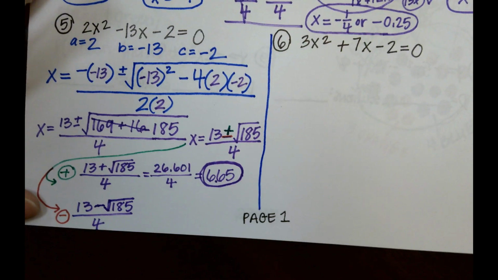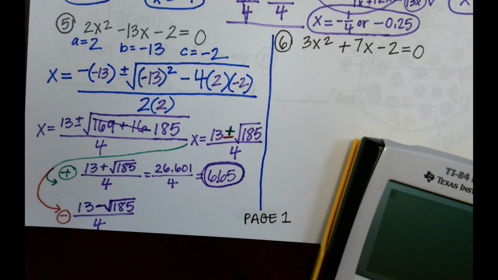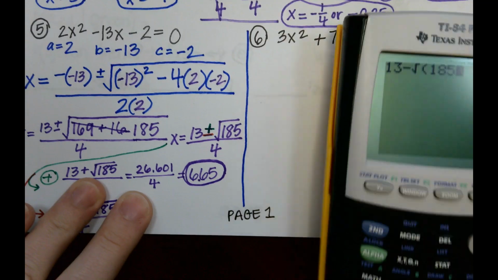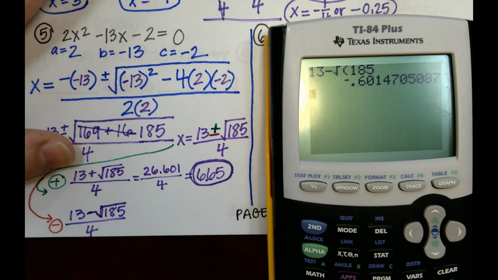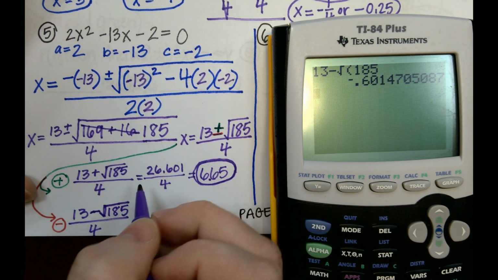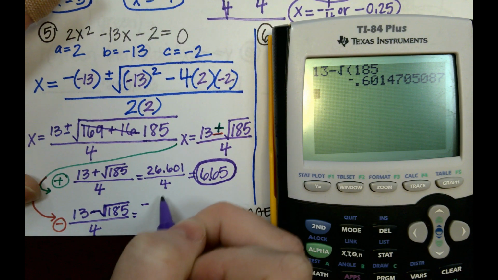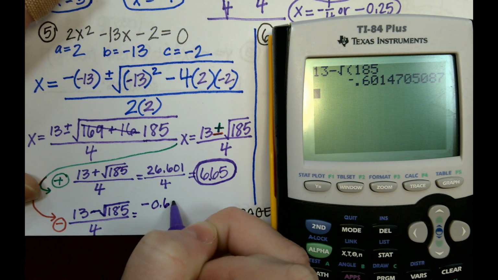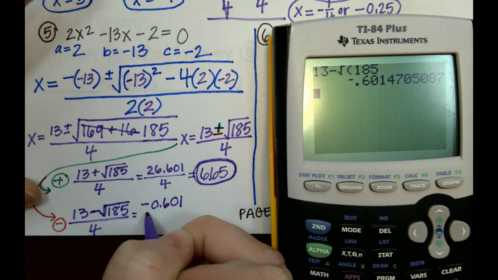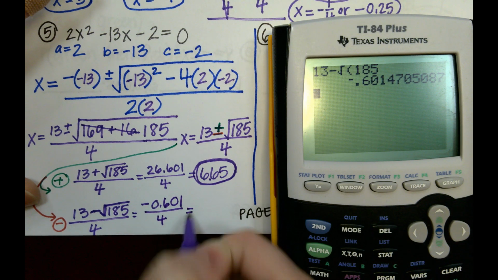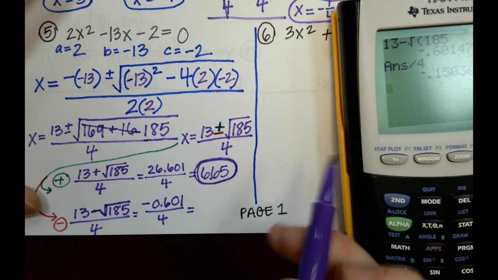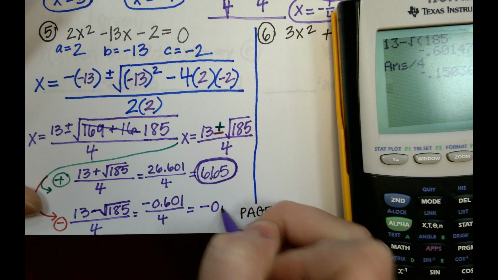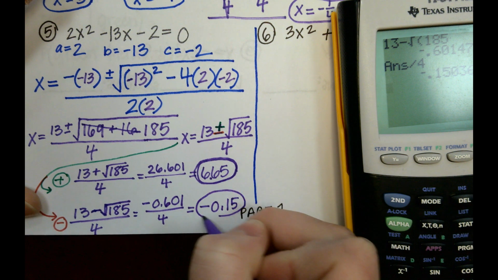All right, how about we do the 13 minus square root of 185? I'm getting a negative number. Are you guys getting the same? Yes. Okay, perfect. I'm getting negative 0.601 divided by 4 still. Perfect. Negative 0.15. And those would be our answers.